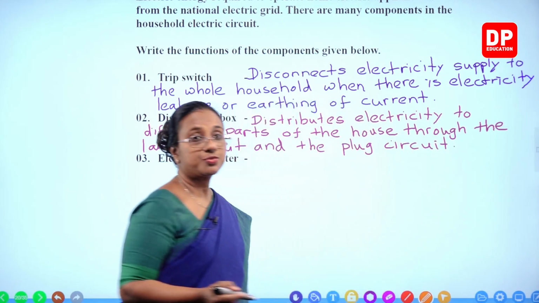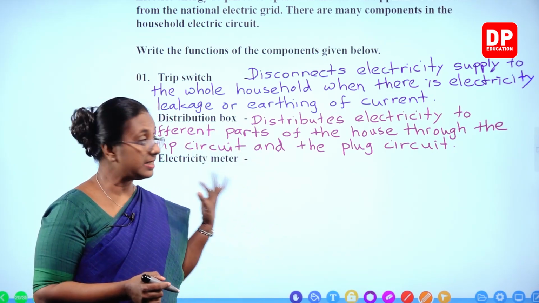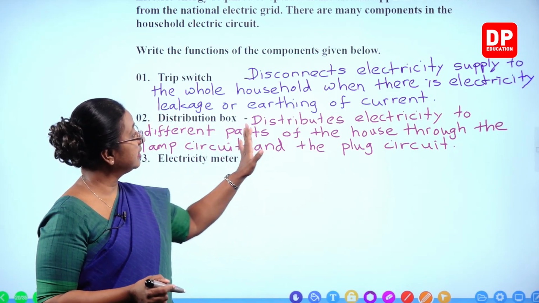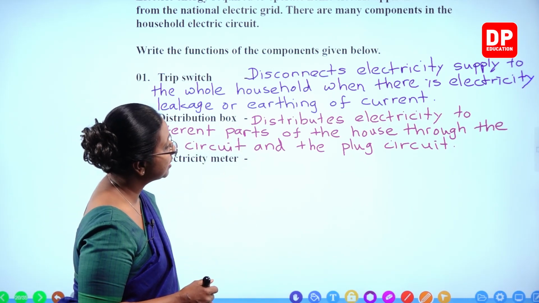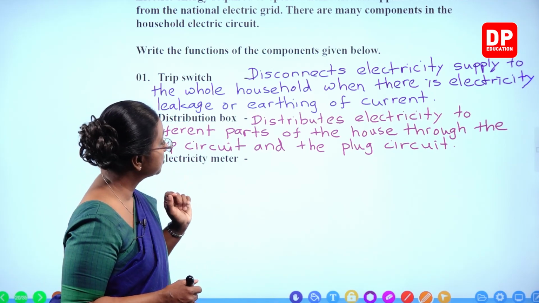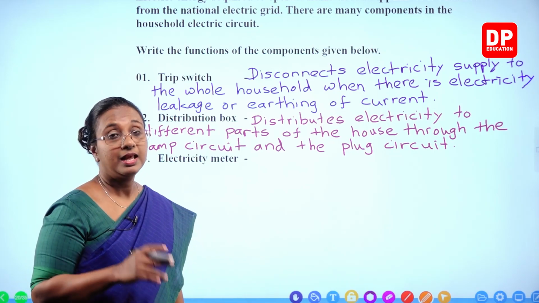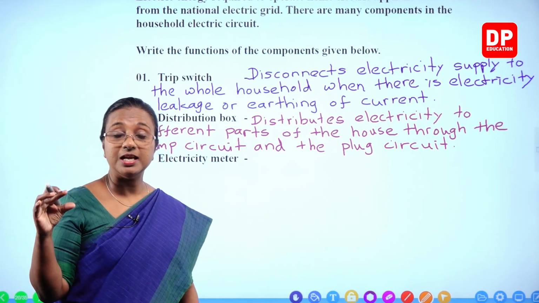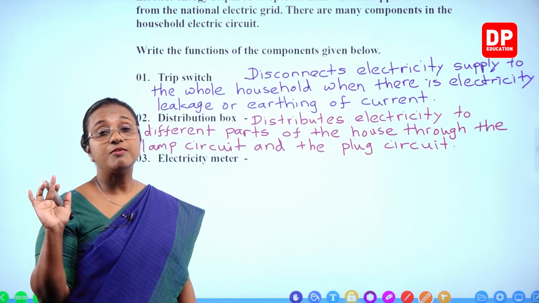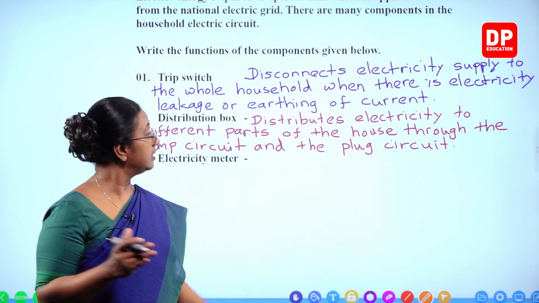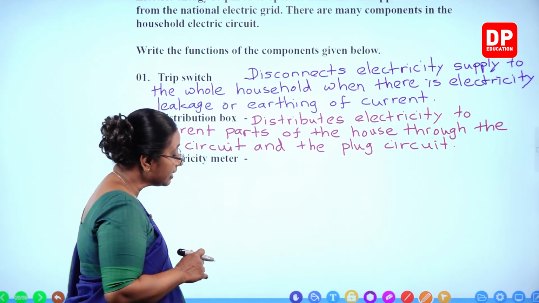So, in the previous question also, students, we discussed the functions of these components in detail. So, here I am writing the function more briefly. Distribution box distributes electricity to different parts of the house through the lamp circuit and the plug circuit. And you all can remember there are the miniature circuit breakers or the fuses which control the amount of maximum current that can flow through the circuit. So you can remember the function. Then the electricity meter.